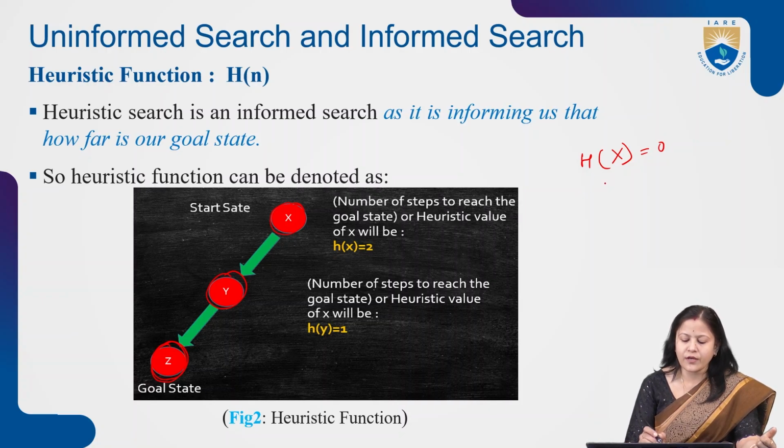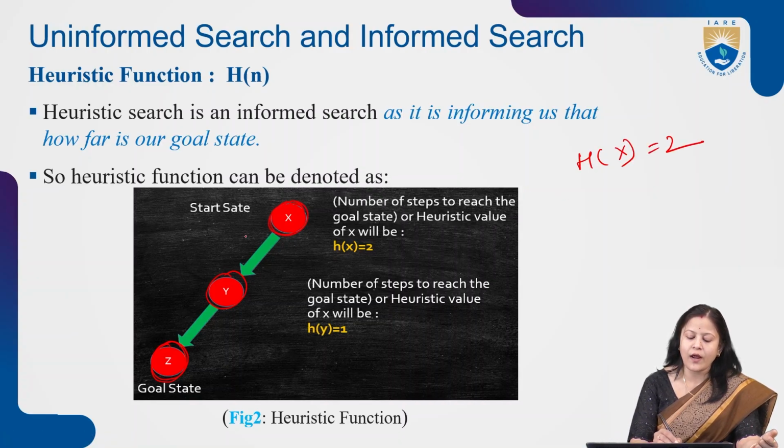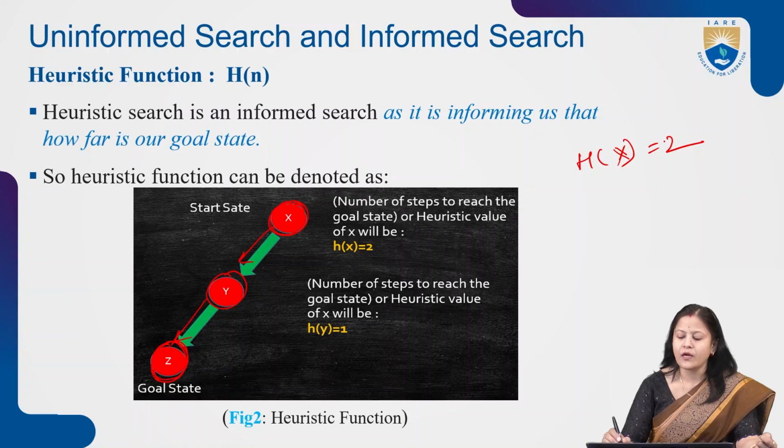Now here it is given as the number of steps to reach the goal state, or the heuristic value of X is given as 2. That means h of X is equal to 2. As I told, X is my starting node and Z is my goal node. So to reach from the start node to the goal node, how many steps are required? This is 1 step and this is 2 steps. So we can write h of X would be 2.